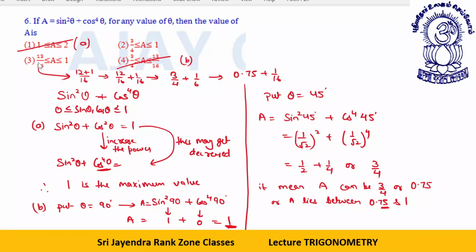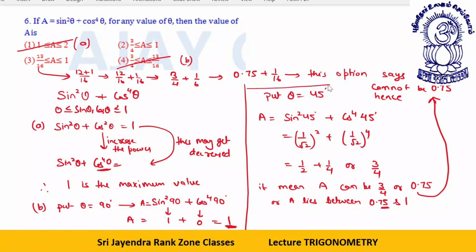This option says A cannot be 0.75, but A is 0.5, therefore hence rejected. Okay, so this is your answer.